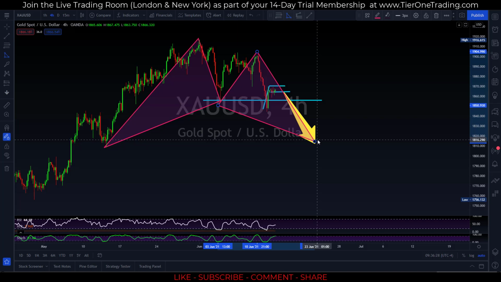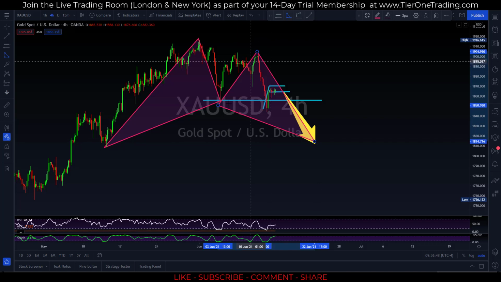I think you're assuming that because we have a potential bat, it means that the bat has to complete, right? Is that kind of where the thoughts are? That we're going to complete to D? And that's just not true. There's nothing that tells us that we're likely to complete to D.